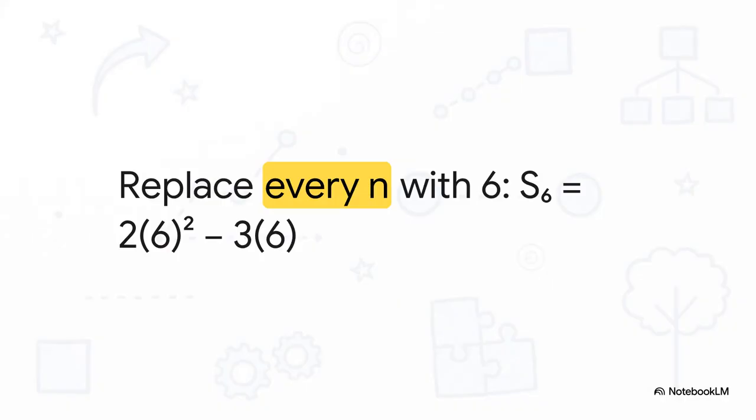And that brings us right to the substitution step. We take our original expression, and everywhere we spot an n, we just swap it out for a 6. Notice how our equation completely transforms. It becomes s sub 6 equals 2 times 6 squared minus 3 times 6. Now pay really close attention here. We didn't just replace the first n, right? We replaced the second one too. Every single n must be replaced by our number 6. If you happen to miss even one, the whole calculation goes completely off track.